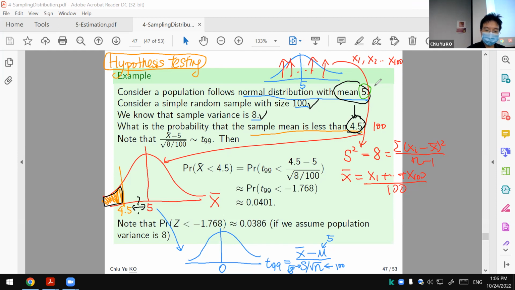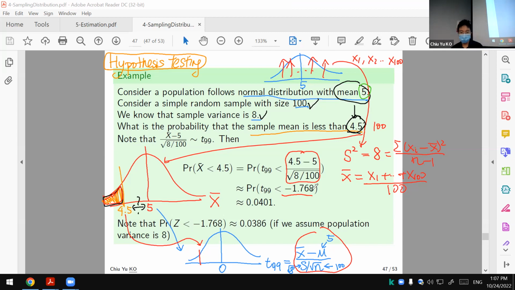But now I guess I convinced you why we need to find this area. And how to find this area? Again, the same: you just transform the 4.5 using this formula, minus the mu over this guy. So this is exactly what's going on here. You minus the mu over 5 over the square root of 100, right? That gives you negative 1.768.